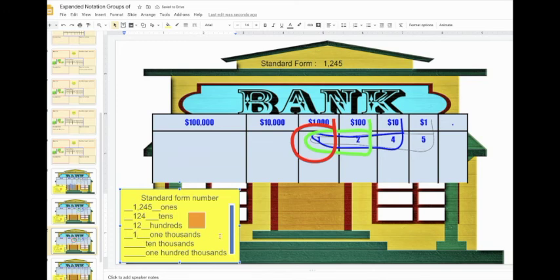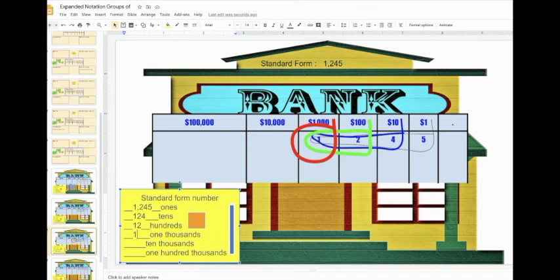So if I want $1,245 from the bank, and I want it all in ones, they'll give me 1,245 ones. If I want that amount in tens, they'll give me 124 tens. If I want that amount in hundreds, they're going to give me 12 $100 bills. And if I want that all in thousands, it'll be one $1,000 bill.